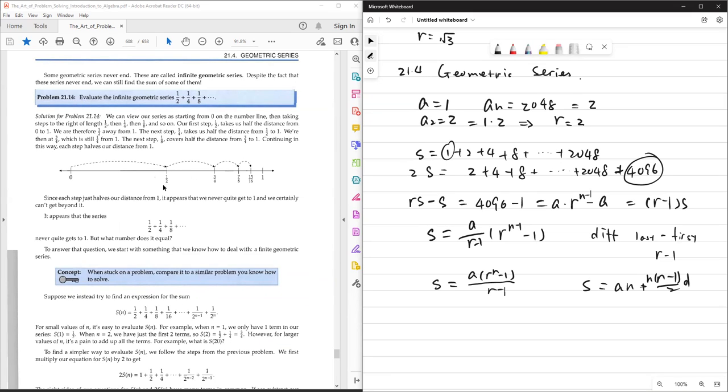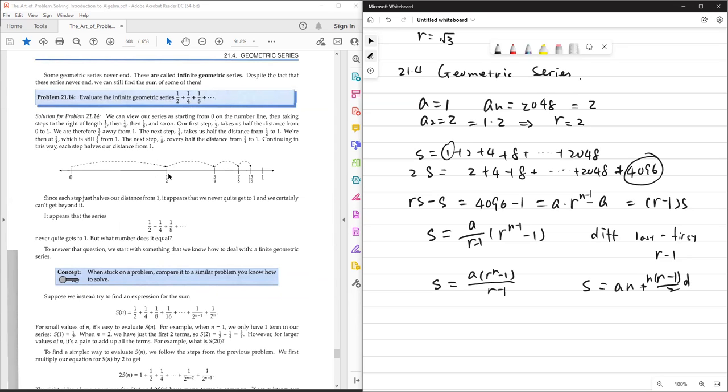Evaluate. So I'm just going to talk through it. I only have 6 minutes left. I'm not going to write anything down. So evaluate the infinite geometric series. So this time, it's like dividing by two, or the ratio. These numbers never end, and the ratio is 1/2. Okay, we're halving it.